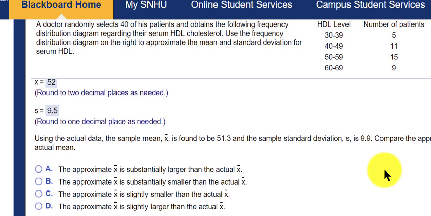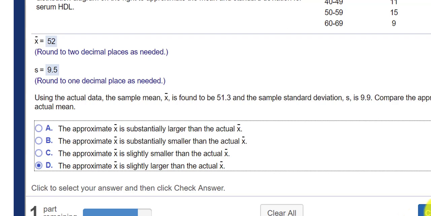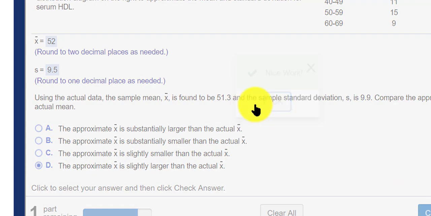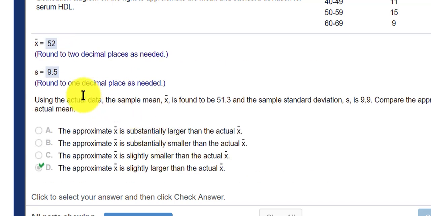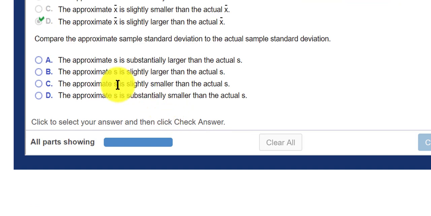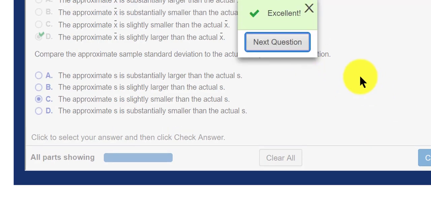So I'm going to answer a few more questions. Looks like our mean is a little bit higher than the actual mean, so I'm going to say slightly larger. I check answer. And then they ask us about the standard deviation, and ours, we have 9.5. The actual is 9.9, so slightly smaller. I press check, and that is it.